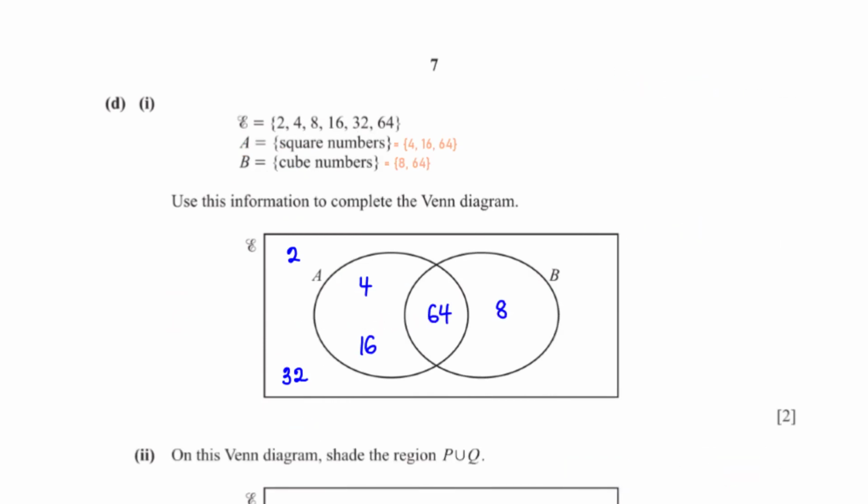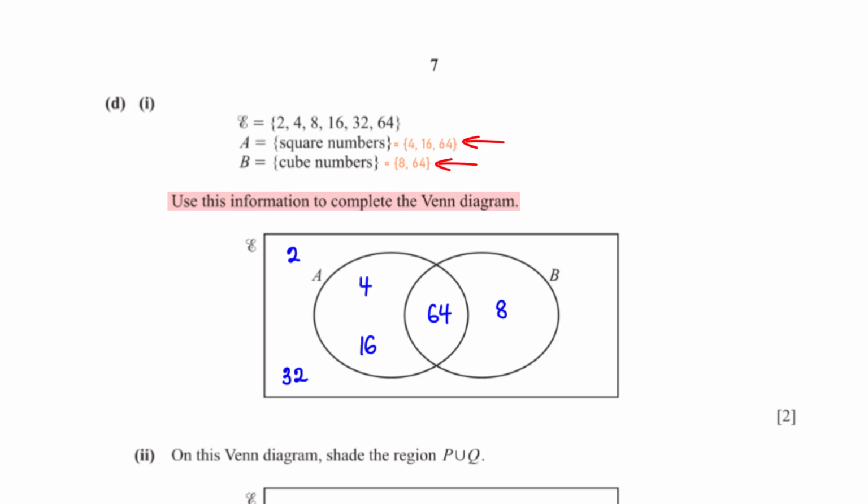The universal set E is a set of numbers containing 2, 4, 8, 16, 32, 64. Set A is a set of square numbers. Set B is a set of cube numbers. Use this information to complete the Venn diagram.